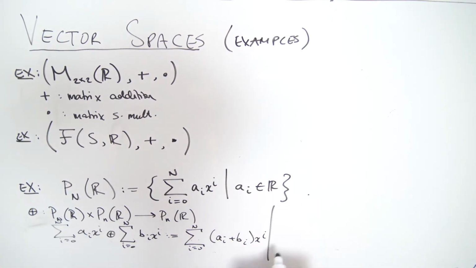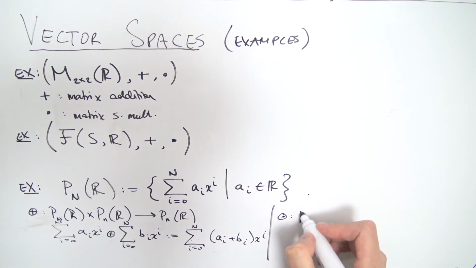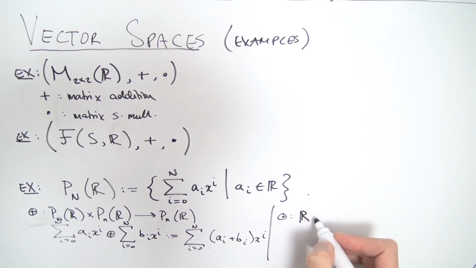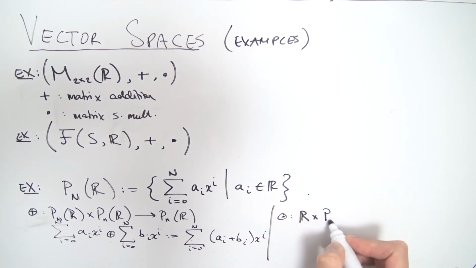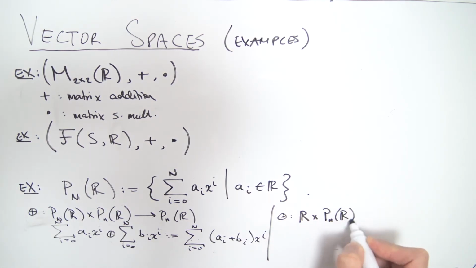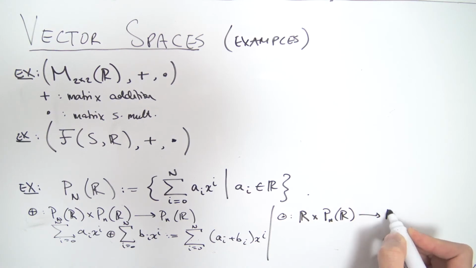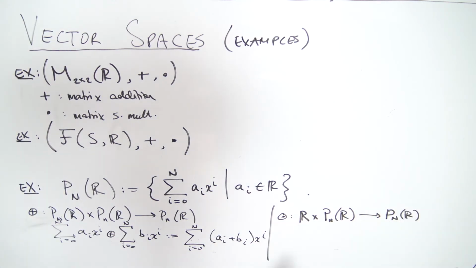You can define scalar multiplication as well, which isn't too hard to do. You can define this circle dot here. And now this is a polynomial over the real numbers. So in fact, you want your field of scalars to also be the real numbers. You don't want it to be complex, otherwise you'll have complex polynomials. So you take an element of R, you take the Cartesian product with this set P_n(R), and you expect to get out P_n(R). And how can we define this?